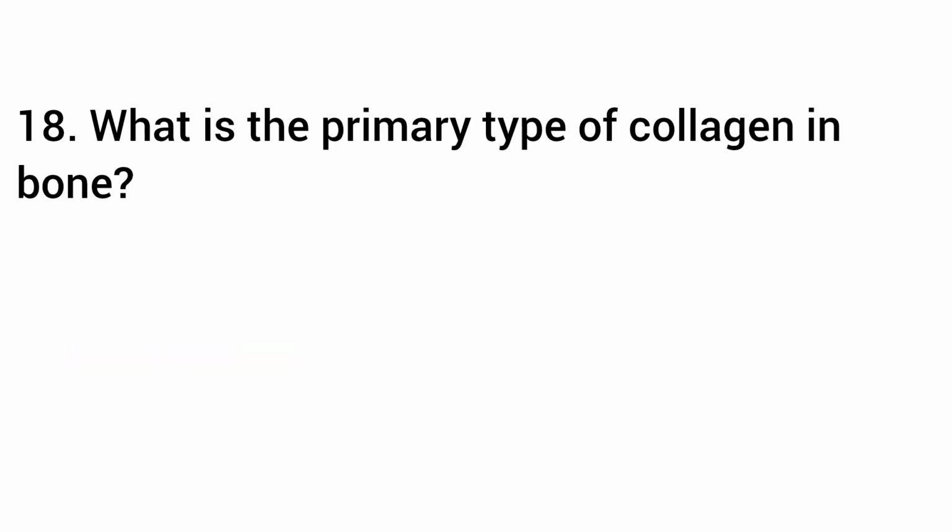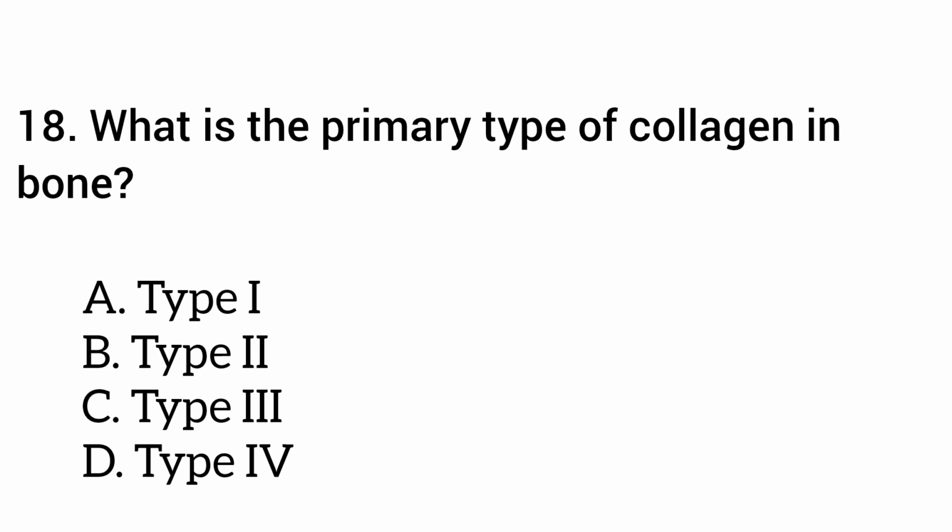Question number 18. What is the primary type of collagen in bone? A. Type 1, B. Type 2, C. Type 3, and D. Type 4. The most correct answer here is A, which is type 1, because type 1 collagen is the major component of bone matrix and they provide tensile strength.